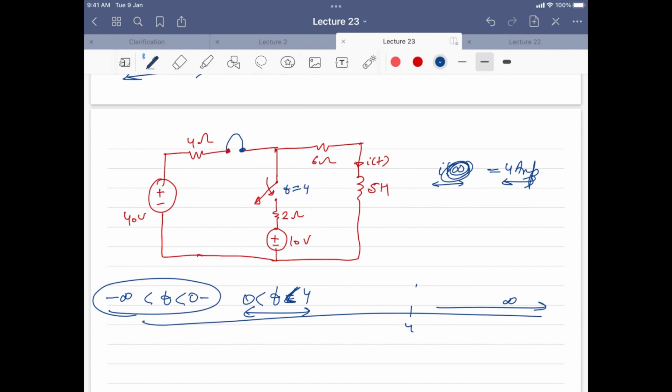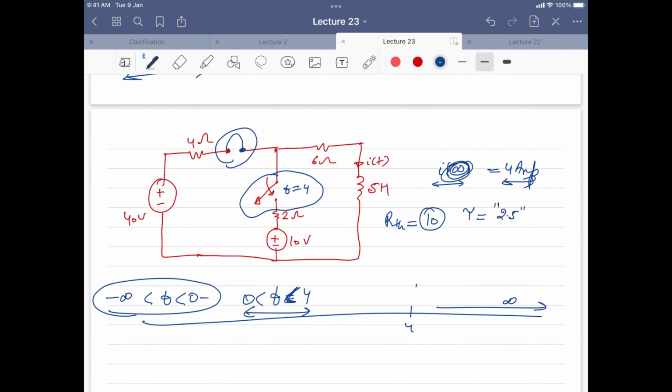If you see this particular situation, when this is closed and this is open, at this situation, what is the Thevenin resistance across this inductor? 10 ohm. The Thevenin resistance is 10 ohms, right? So what is the time constant here for the inductor case? 2. It will be 2.5.